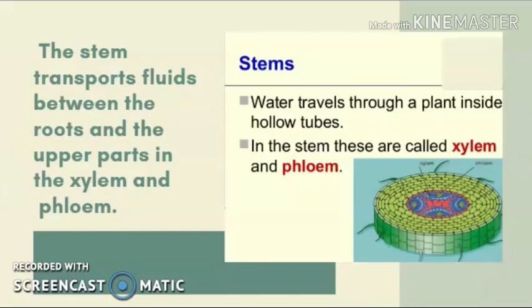Now, let's observe the inside of a stem. The stem transports fluids between the roots and the upper parts in the xylem and phloem. Water travels through a plant inside hollow tubes. In the stem, these are called xylem and phloem.